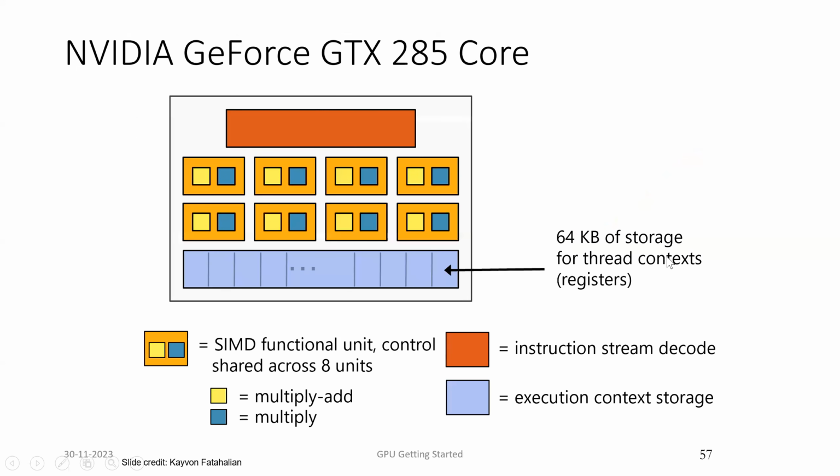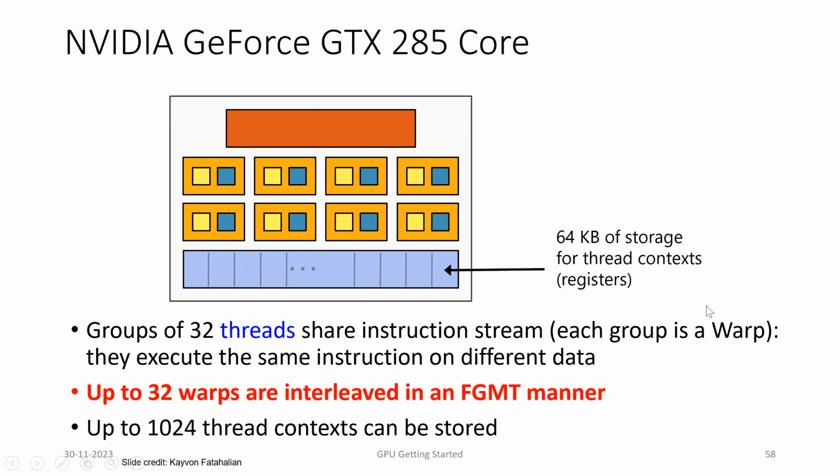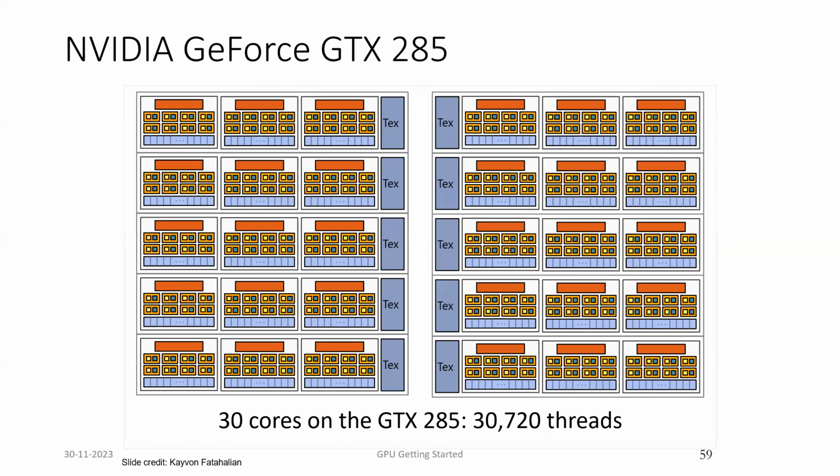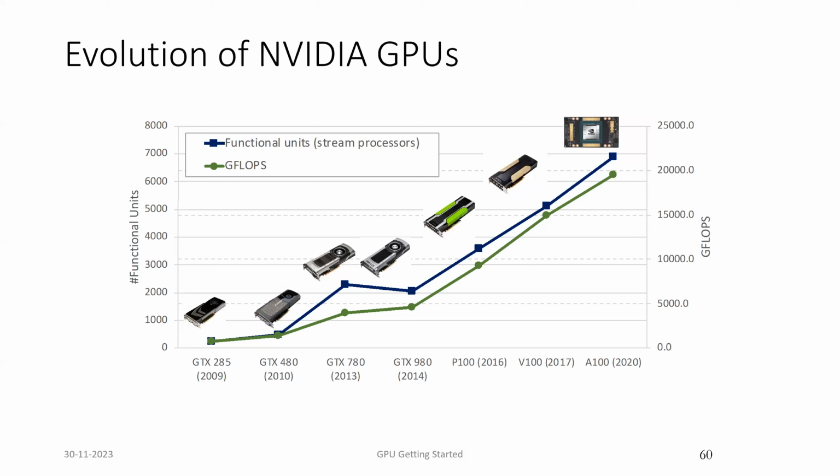And the arrangement is something like this. Each of the threads also has a local storage, which is 64 kilobytes, for the registers. And here the warp size is 32, and they have been interleaved in a fine-grained manner, like we discussed earlier. So overall, this many threads can be active at any given moment. Now, that was one of the initial examples.